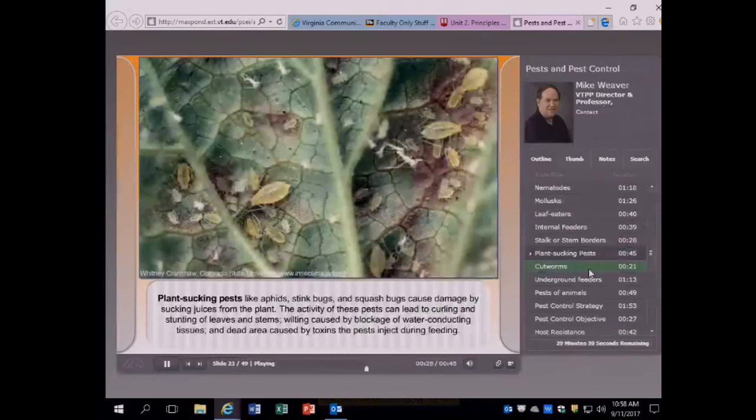While they suck on the plants, aphids and similar insects excrete honeydew that drips onto the lower parts of the plant. A fungus that causes a black sooty mold often grows on this sticky material. Other examples of plant-sucking insects include stink bugs and squash bugs.